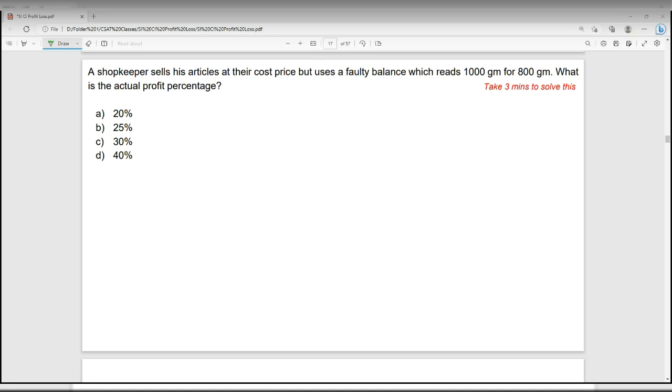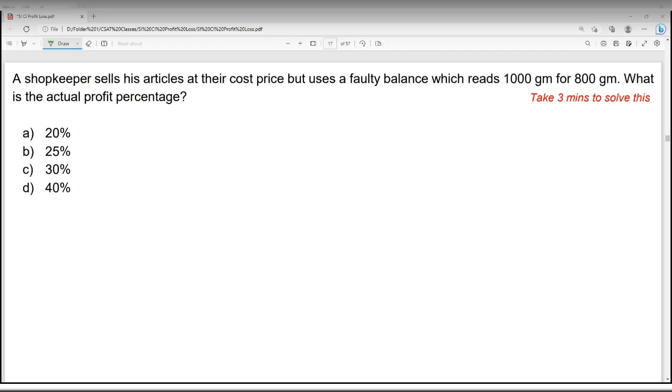So please take 3 minutes to solve this. I have started the timer. Yeah, it's time. Please select the answer choices that you have got. 64% have got option A, 36% have got option B. Nobody has got option C or D. So let's see how to go about these kinds of questions.